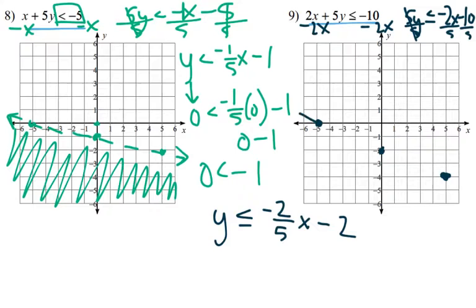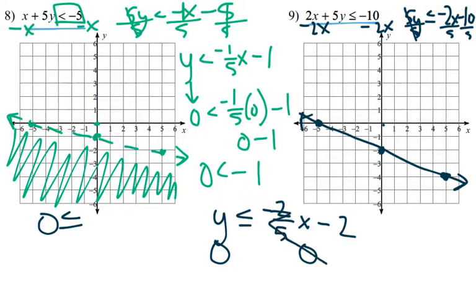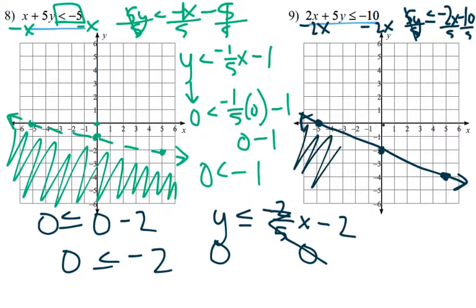There is an equal to, so it's a solid line. Pick our test point 0, 0. 0 for y, 0 for x. So is 0 less than or equal to negative 2/5 times 0 is 0, minus 2? Is 0 less than or equal to negative 2? No, it's not true. So once again, we shade below it. Alright, so there we go, guys.